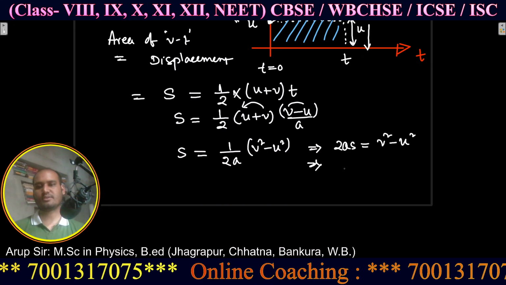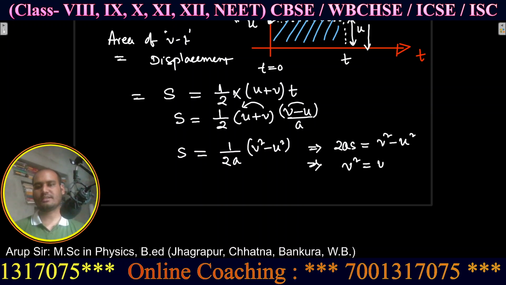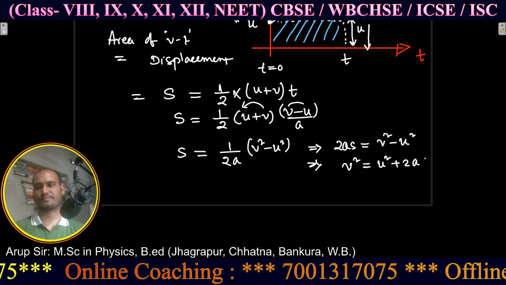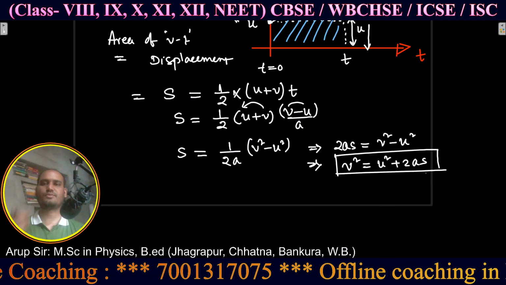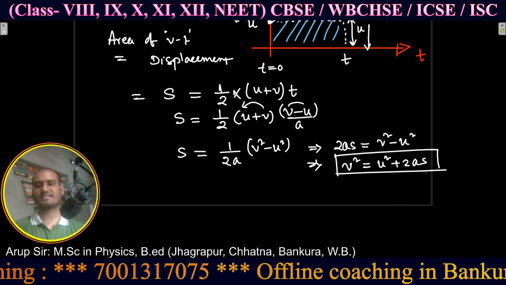What is the value of v square? V square I am getting u square plus 2as. So the value is v square equals to u square plus 2as. This is the second formula.